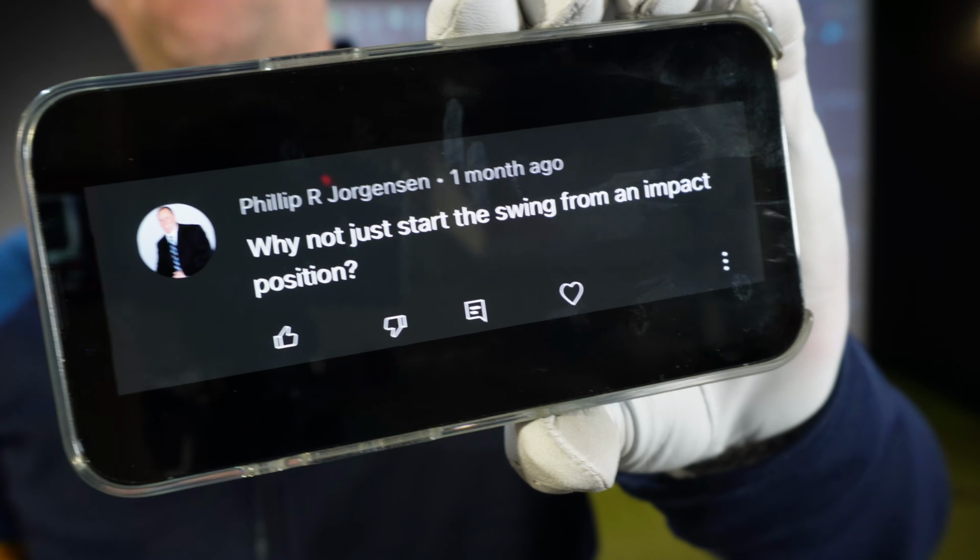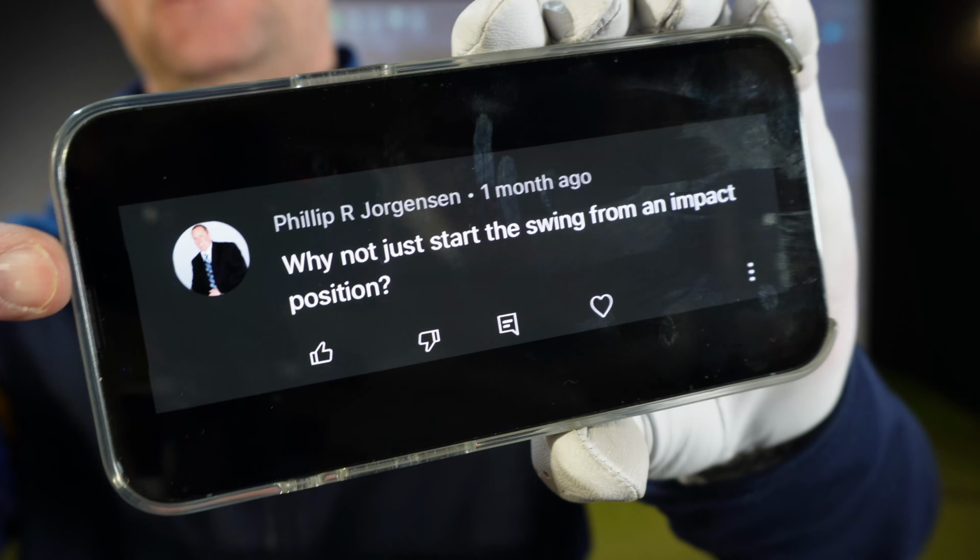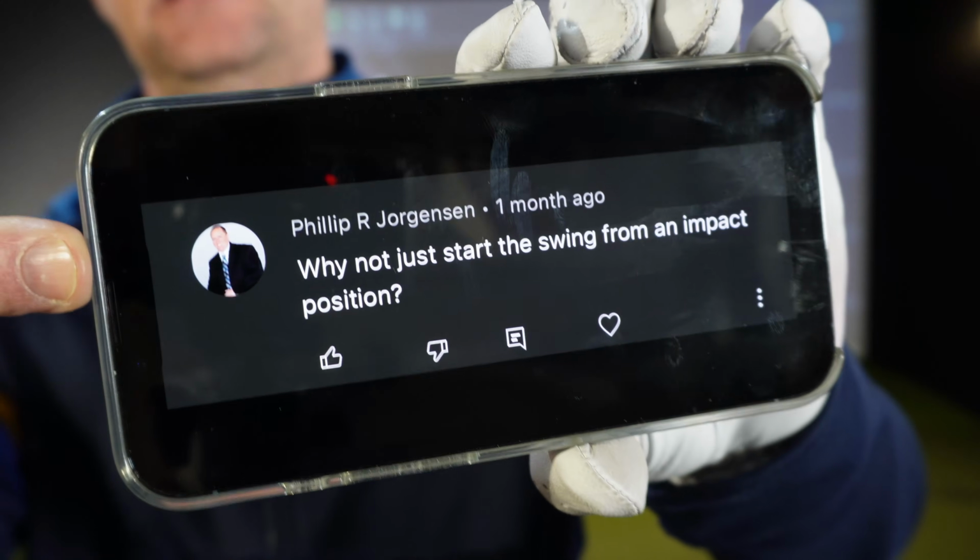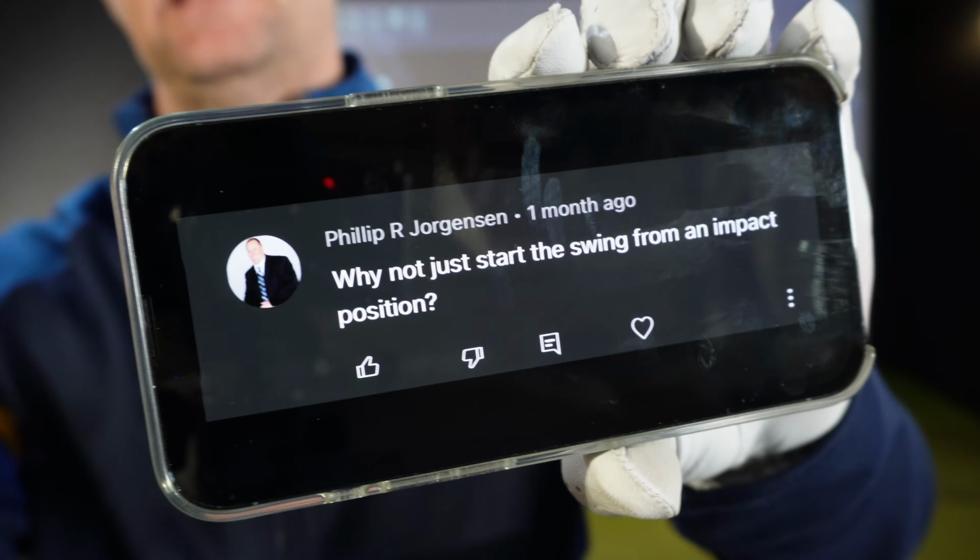Great question here from Philip. He's asking, why not start in impact position? So we're talking about address positions in this video. He's commenting and asking, why would we not start at address at impact?